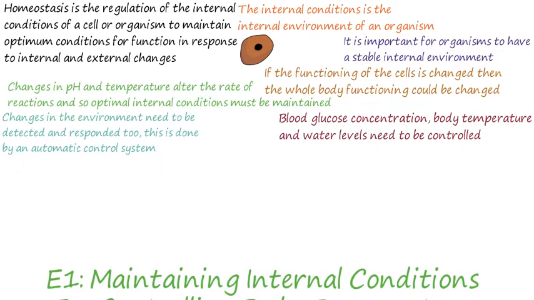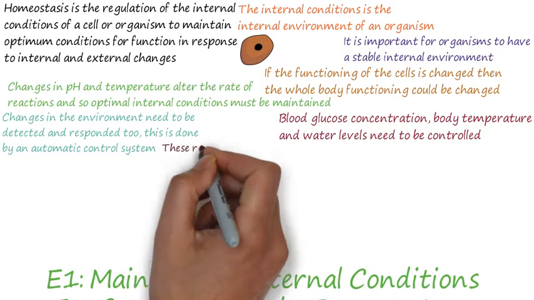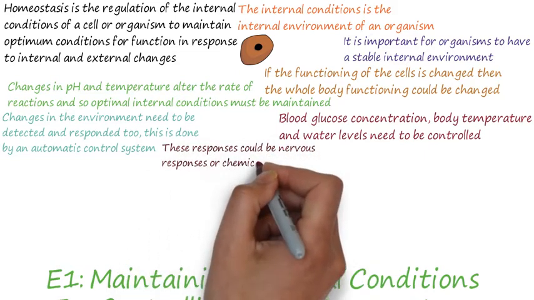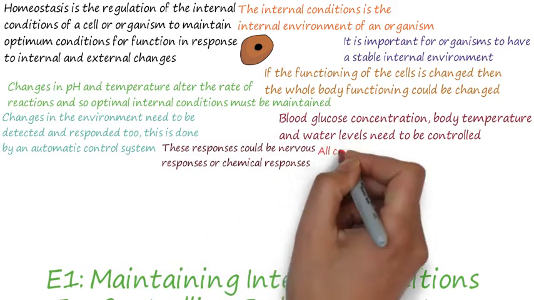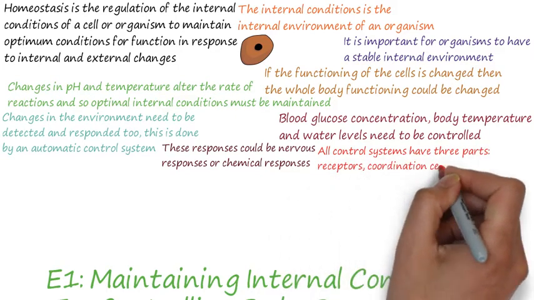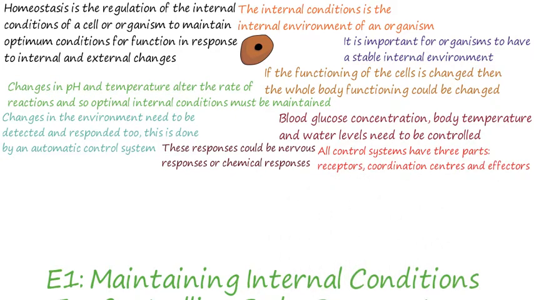When you step off a plane into a hotter country, your body needs a way of detecting this change in temperature and then be able to respond to it. This process is carried out by an automatic control system. These responses could be carried out by the nervous system or the hormone system, i.e. nervous responses or chemical responses.